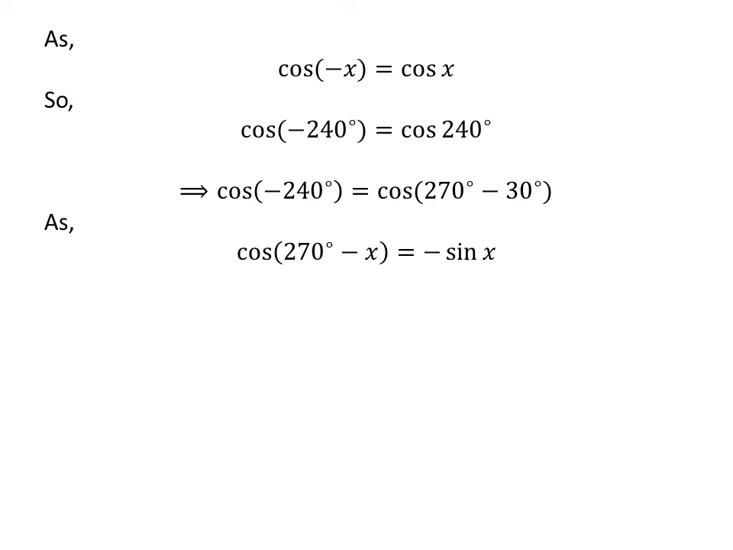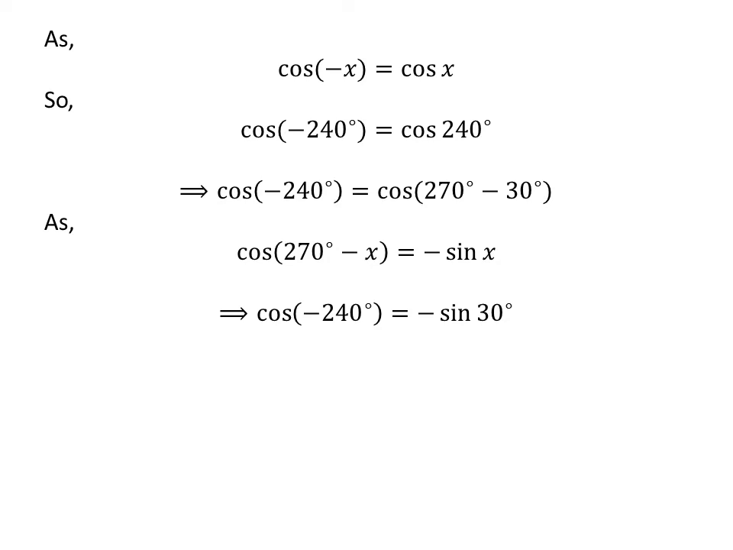As we know, the trigonometry identity cosine of 270 degree minus x is equal to minus sine of x. The video explaining how to derive this identity is appearing in the upper right corner. Also, the URL address of the video has been mentioned in the description section.